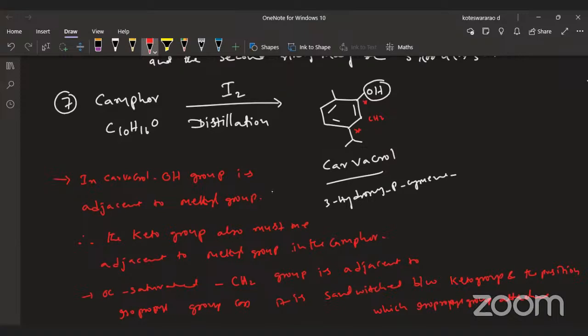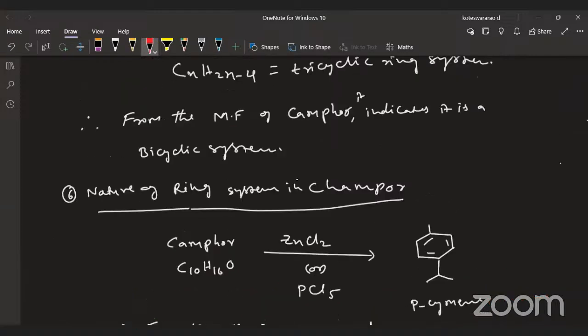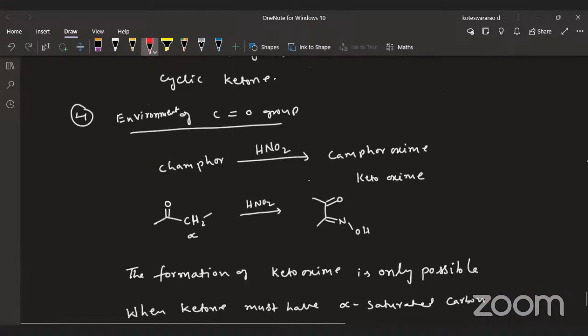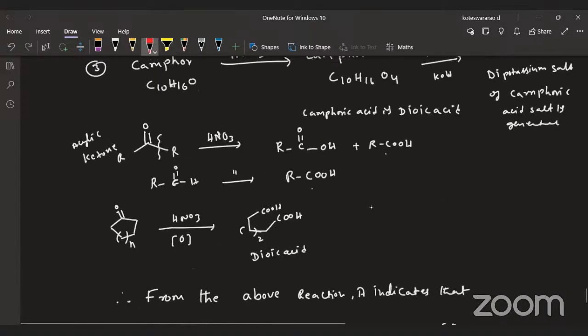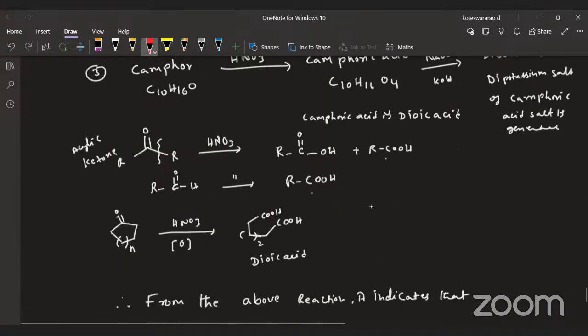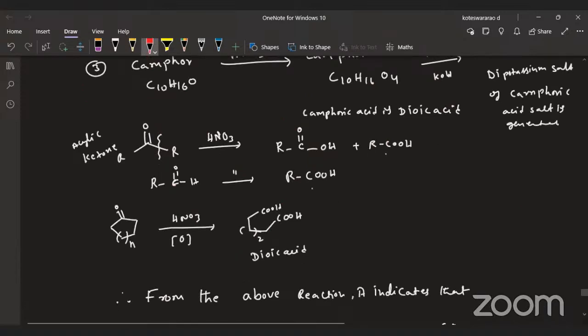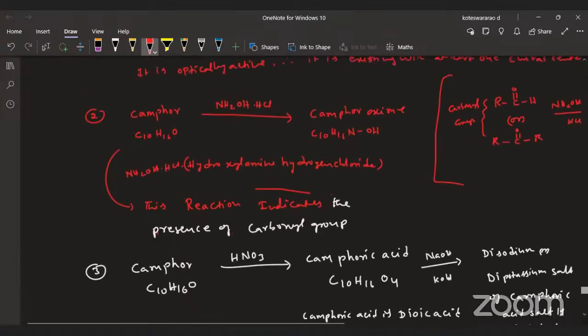Next, the structure of camphoric acid. Here the camphoric acid is generated. Camphor, when treated with HNO3, leads to the formation of camphoric acid. First, you need to determine the structure of camphoric acid.